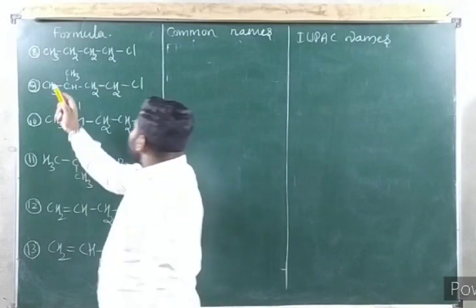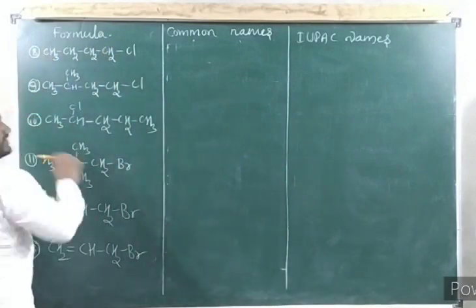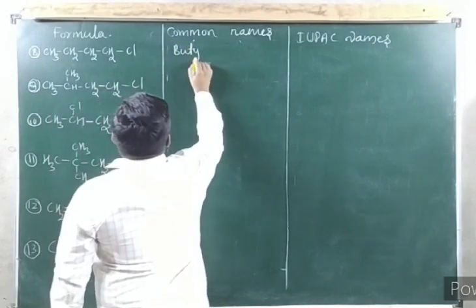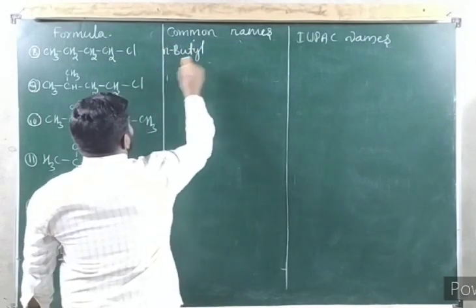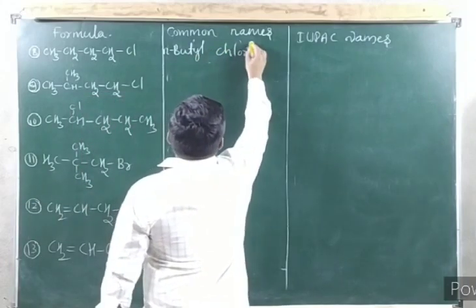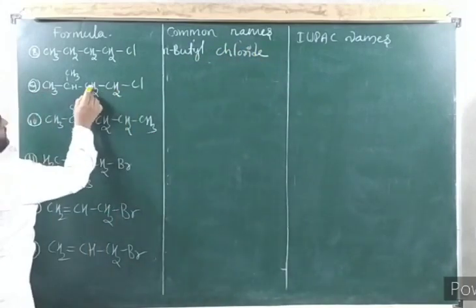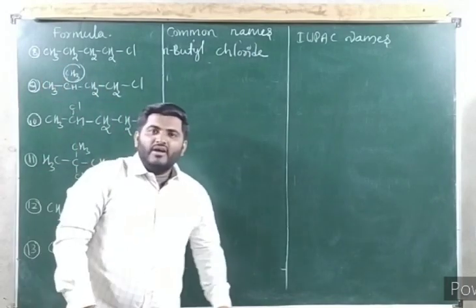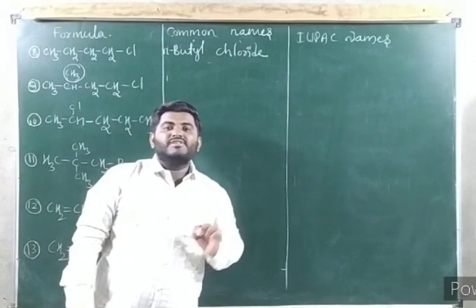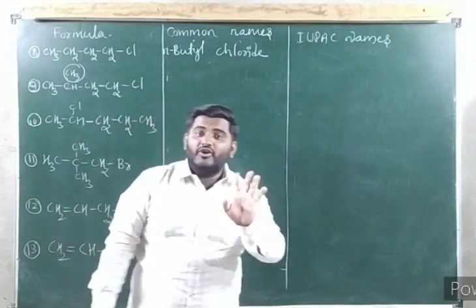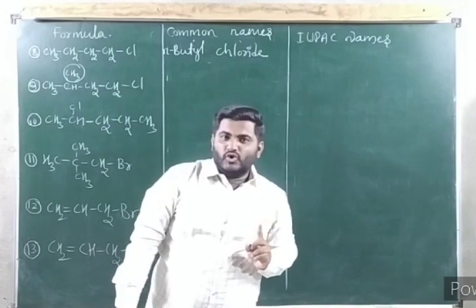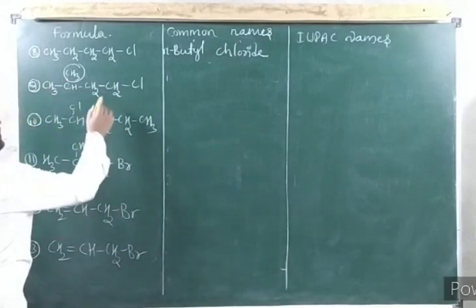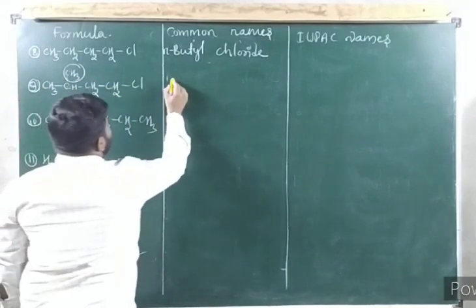See, meth, eth, prop, but. Total 4 carbons. So it is a butyl chloride. What is the common name? Butyl chloride. Here it is a straight chain, therefore you can use n also. n-butyl chloride. Next one. 1, 2, 3, 4, 5. Total 5 carbons are there and one alkyl branching is there. I told you, whenever alkyl branching is there, we have to use iso or neo. One alkyl branching, iso. Two alkyl branchings, neo. Here only one alkyl branching is there. It is iso. Meth, eth, prop, but, pent. So it is isopentyl chloride.